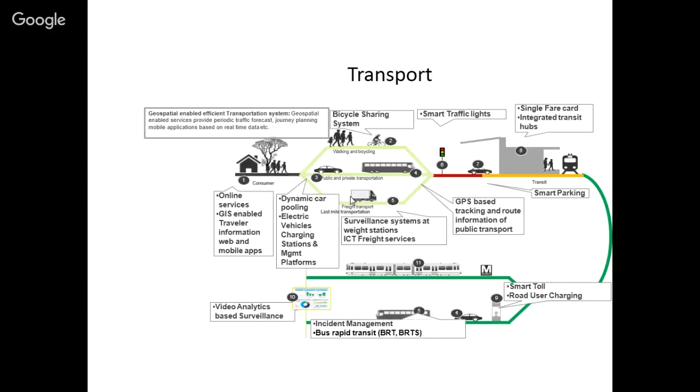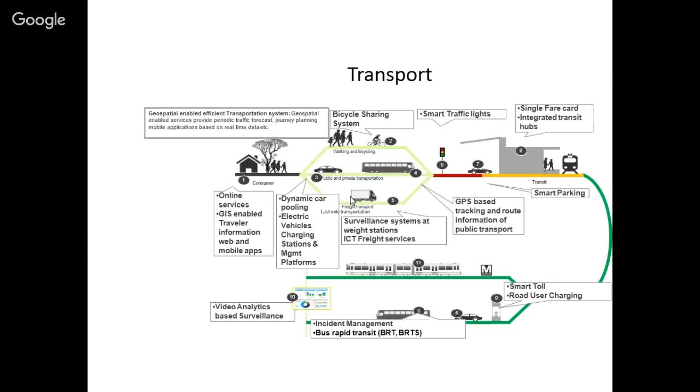In transport, yes, I have covered many things: a bicycle sharing system, smart traffic lights, then some combo card or single fare card, an integrated transit hub, and online services. You can easily find out at what time the bus will come at this stop, and at what time my bus will be at the next stop, from source to destination.